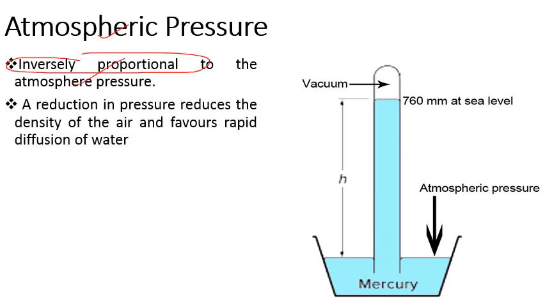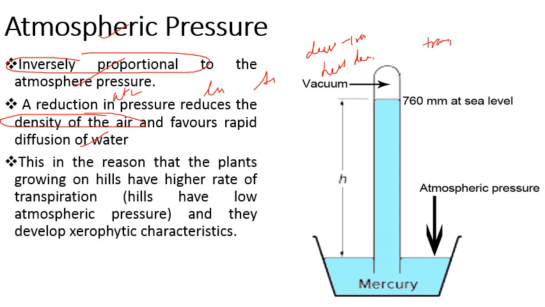A reduction in the pressure reduces the density of air and favors the rapid diffusion of water. Means अगर atmospheric pressure ज़्यादा होगा तो air ज़्यादा dense होगी, that prevents the transpiration process. If this atmospheric pressure is less, so air will be less dense and it favors the process of transpiration or water loss from the aerial parts of the plant.